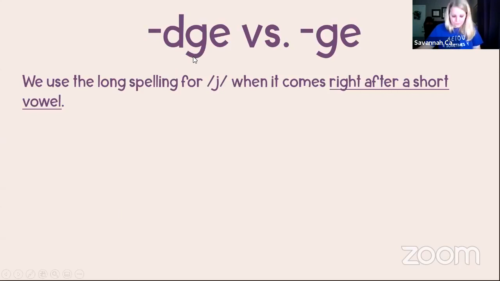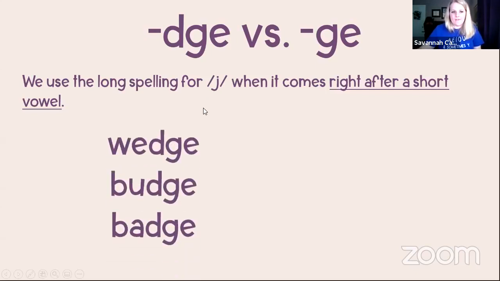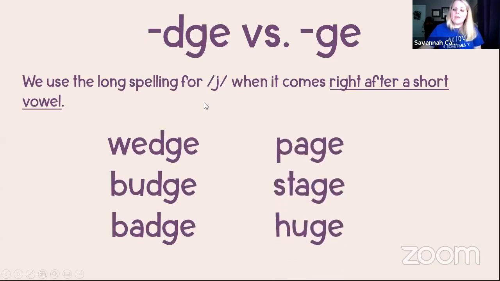So here's the rule for this one. Once again, we're going to use the long spelling when it comes right after a short vowel. Words like wedge and budge and badge. But you can see words like page, stage, huge. I can't use DGE because it is not right after a short vowel.